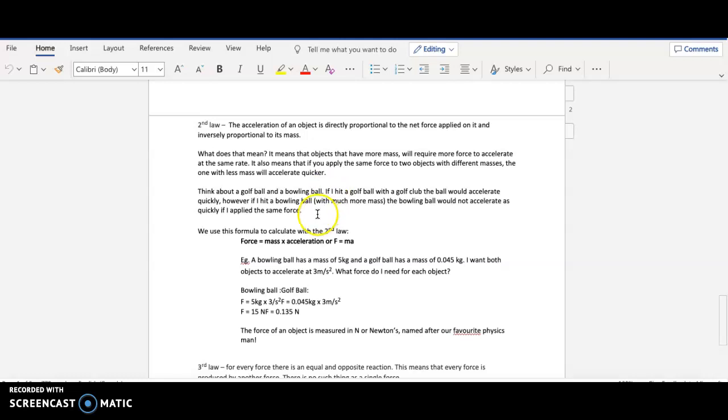So let's look at this in a practical example. If we think about a golf ball and a bowling ball, if I hit a golf ball with a golf club, the ball would accelerate quickly. However, if I hit a bowling ball that has much more mass than a golf ball, the bowling ball would not accelerate as quickly if I applied the same force. So if you're holding a golf club and you swing and you hit a golf ball, that golf ball goes flying, crazy acceleration. If you did the exact same thing, swung it exactly the same way, but hit a bowling ball instead, that bowling ball is not going to go very far and you might actually break your golf club.